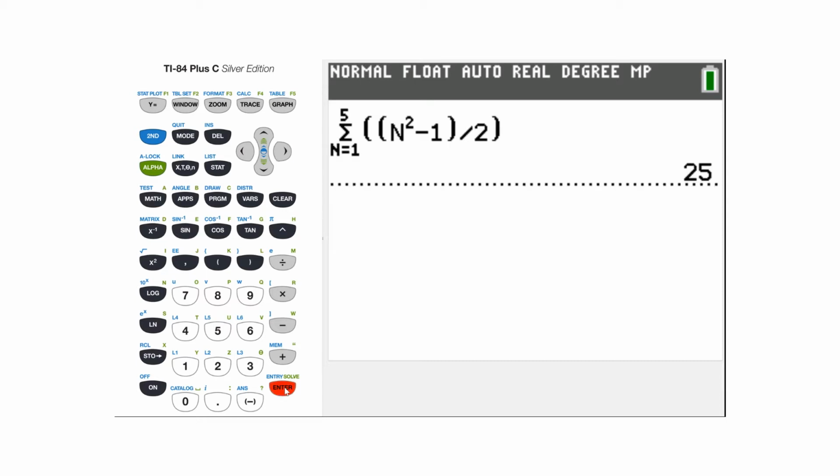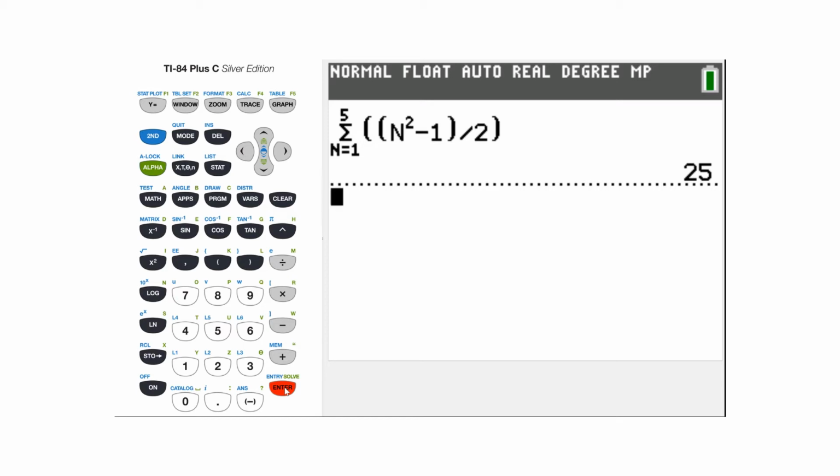And I do, 25. If I were to plug in 1 for n squared minus 1, well, 1 squared minus 1 is 0, so that's going to be 0. That's the first number of the sequence. If I put in 2, that's going to be 4 minus 1, which is 3, divided by 2 is 3/2, and so on and so forth. When I add those first 5 terms up, we come to 25. You can do it by hand if you'd like.